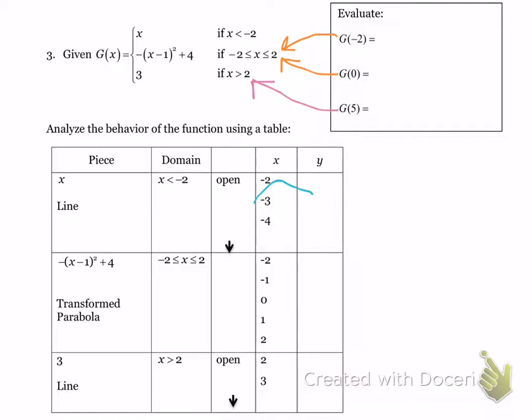So for the first one, again, a lot of it's filled out for you. It might not always be. So it's a line, or we can say it's linear. I recopied my domain. I know that negative 2, it's open, and then since it says everything less than that, that is why I included this arrow right here. Now, for my output values, I'm going to get negative 2, negative 3, negative 4.